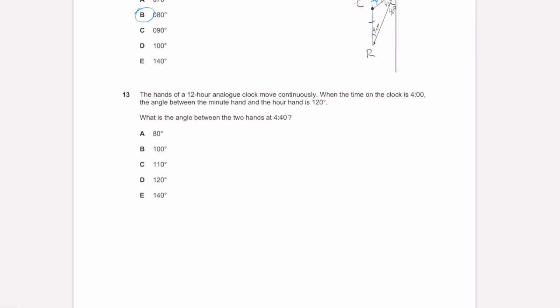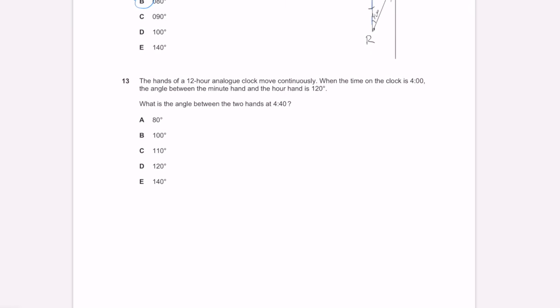Question 13, the hands of a 12-hour analog clock move continuously. Okay, when the time on the clock is 4 o'clock, the angle between the minute hand and the hour hand is 120. What is the angle between the two hands at 4:40? Okay, so these things are typically solved by drawing a little diagram, but also figuring out essentially the angular speed of these two clocks. So, okay, now at 4 o'clock, what is it going to look like?